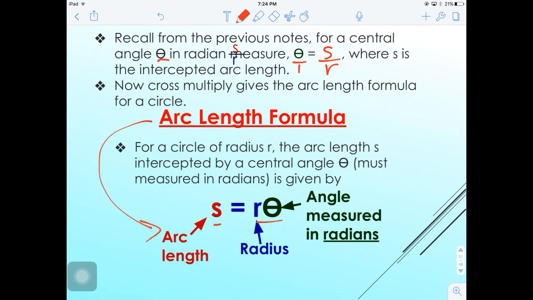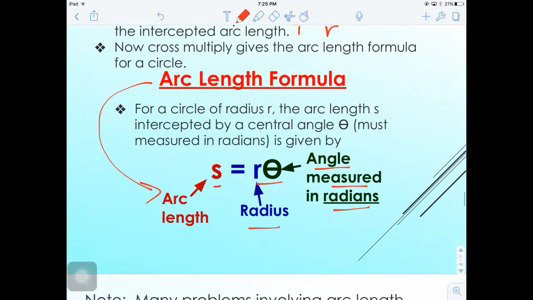Let's make a note that R stands for the radius, and theta is the angle measured in radians. If the angle is not in radians, then we need to do a conversion from degrees to radians. That's just a side note.